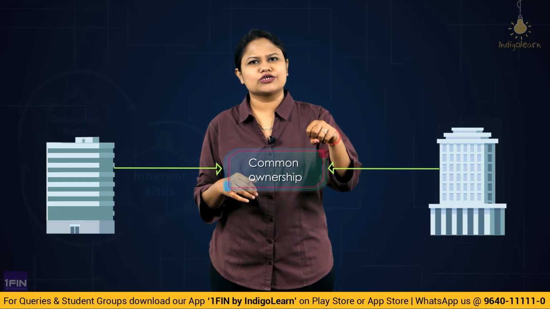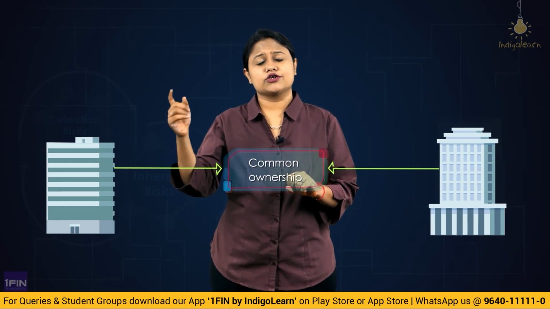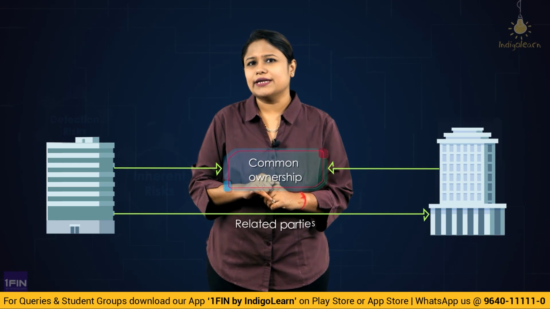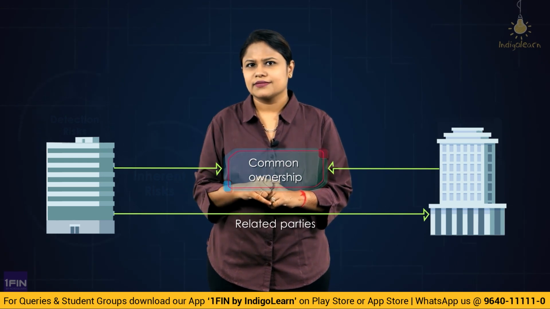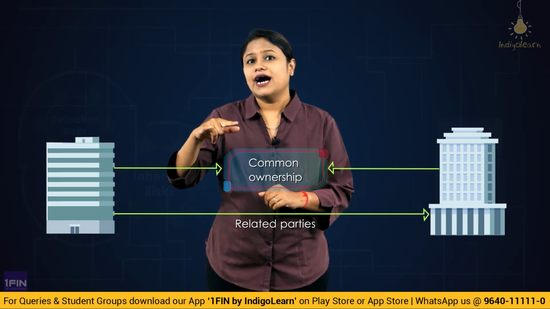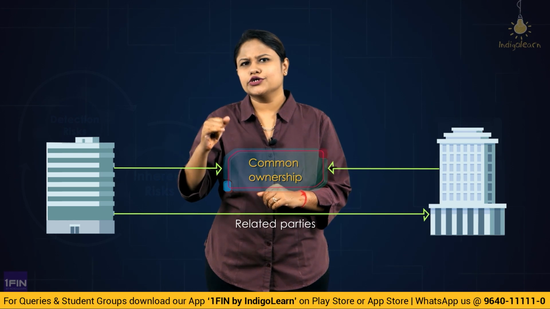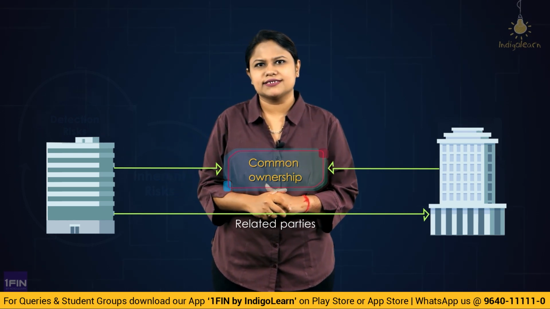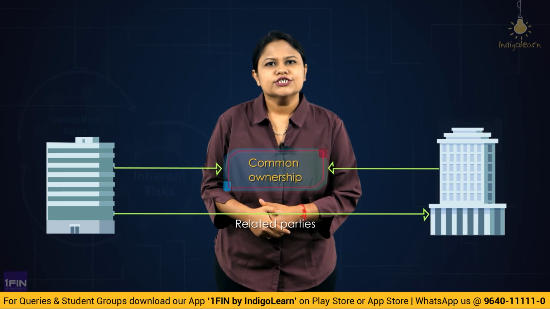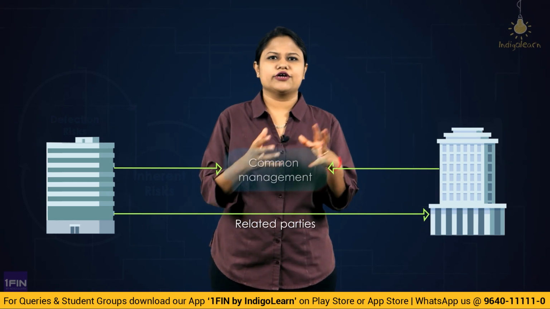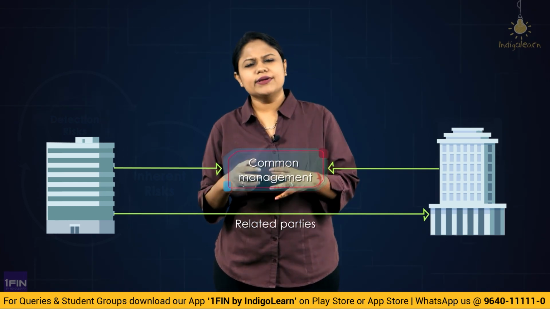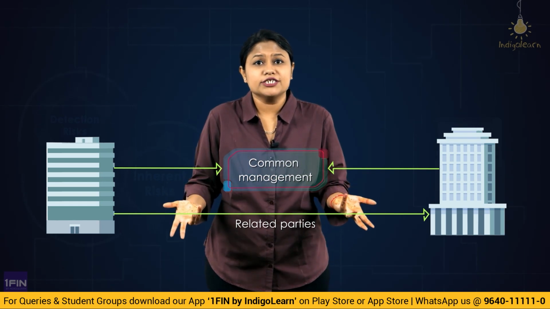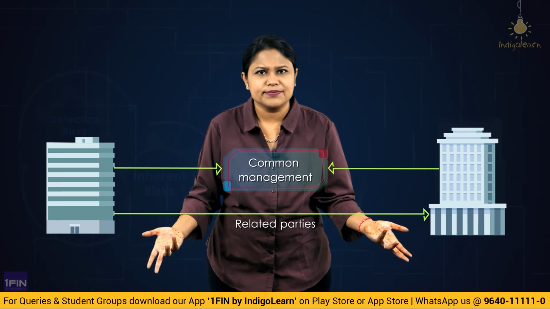So, tell me, here also I'm controlling. That business also I'm controlling. So, don't you think these two companies will then become what? Related parties. If these two businesses are owned by me, don't you think these two companies or businesses will become related parties? Yes. Suppose I am a director of A Limited. Similarly, I am also a director of B Limited. So, the common management is going to be a related party.